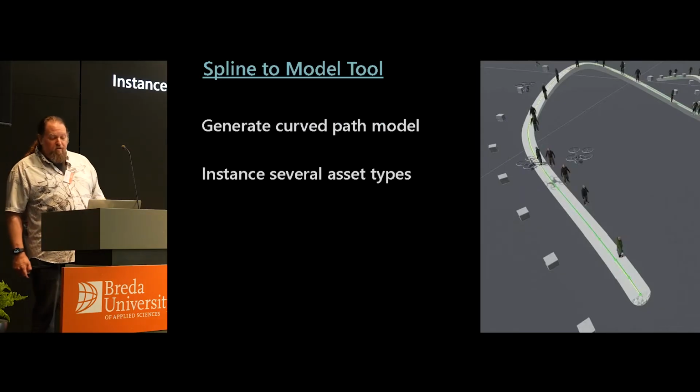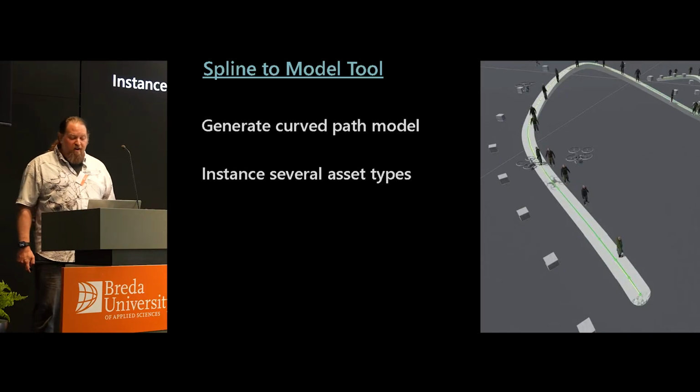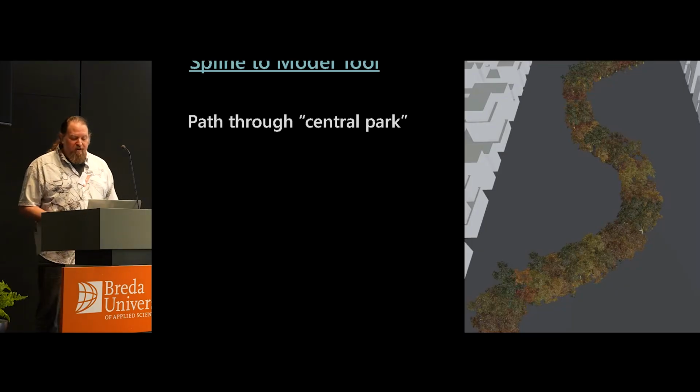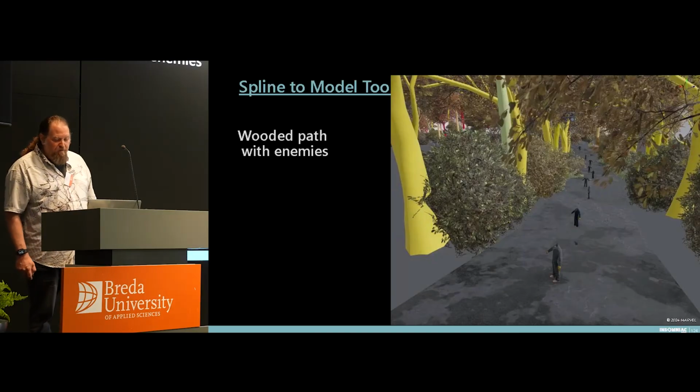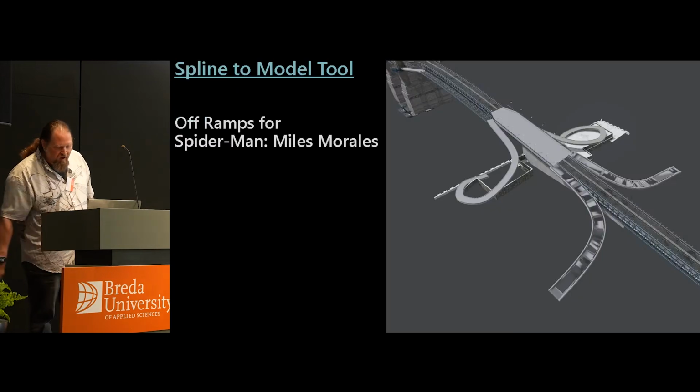This is one of the first examples demonstrating the spline to model tool used on Marvel's Spider-Man Miles Morales. Various assets are instanced or swept along the green spline curve. From this vantage point, we can see a collection of different trees instanced along a path in Central Park, where we placed a paved path beneath the trees along with some pedestrians who appear to have lost their heads.